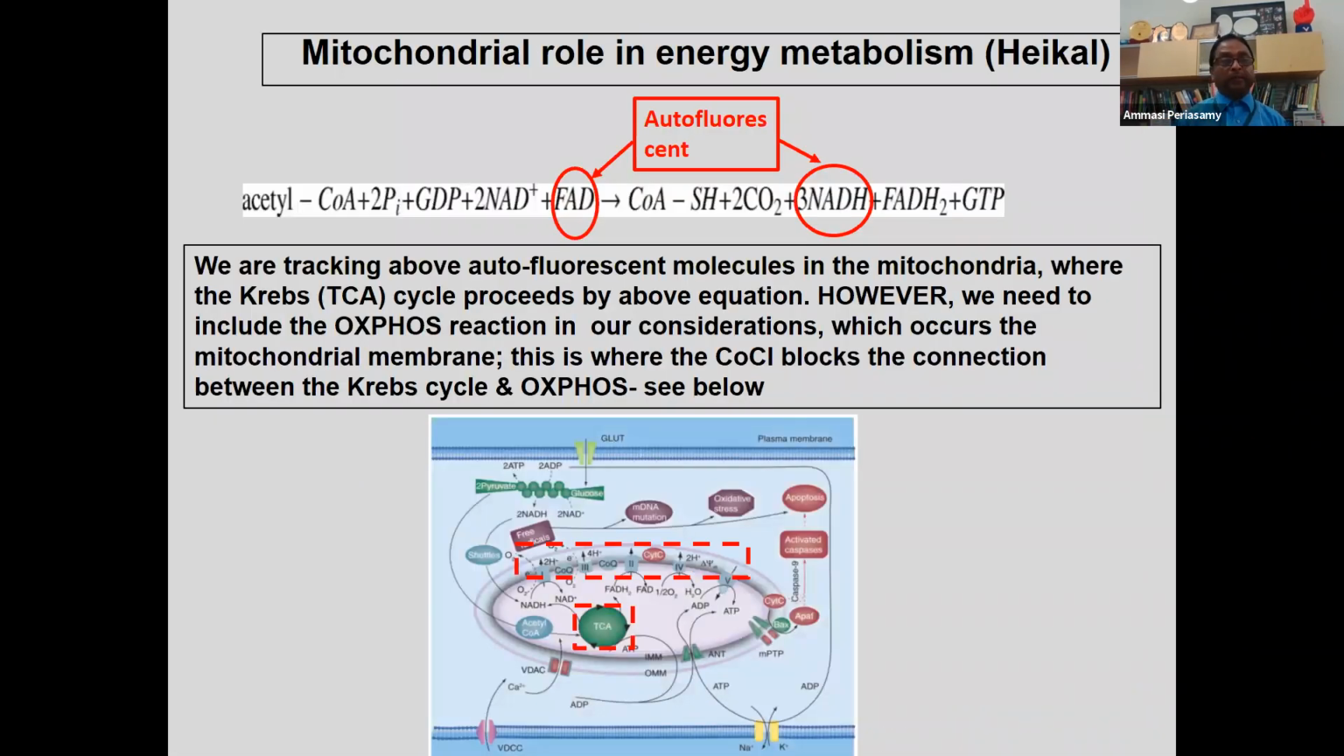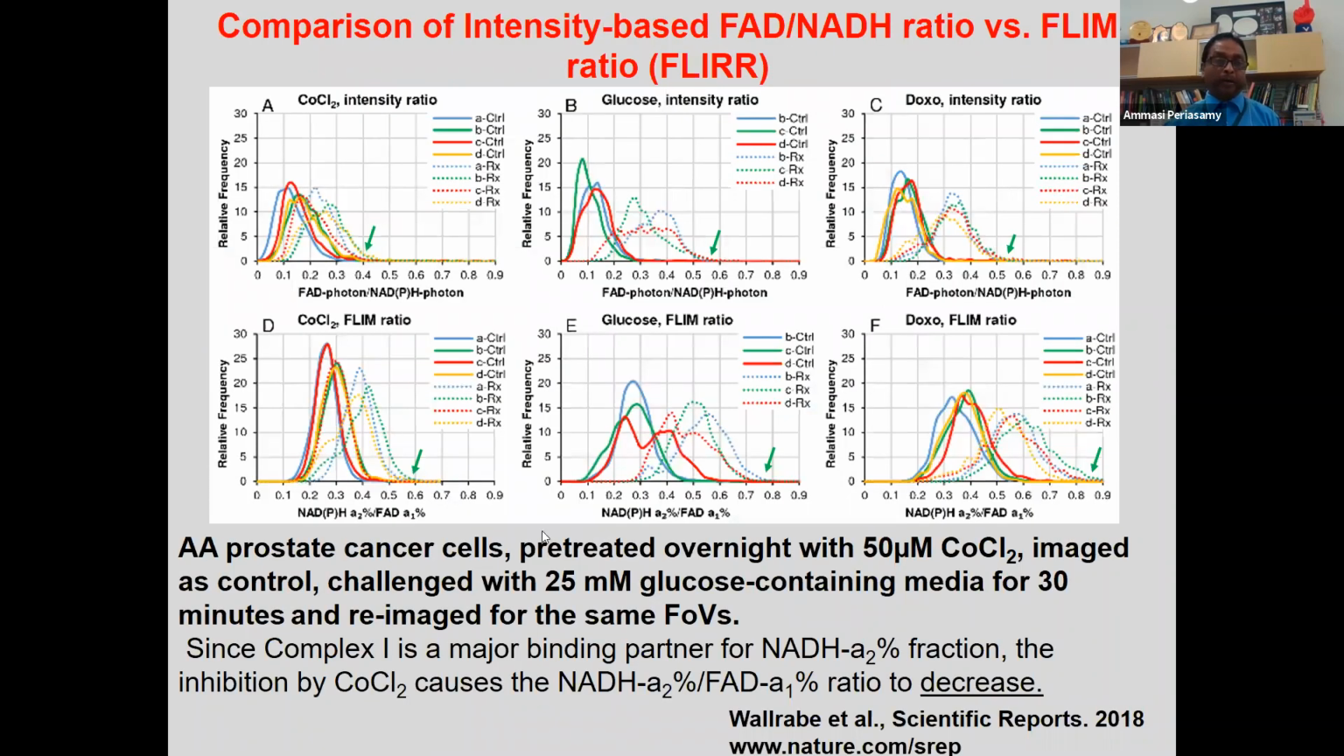So how do you test? Our approach is the FLIRR approach. As you know, the cobalt chloride blocks the connection between the Krebs cycle and OXPHOS. So if you use the cobalt chloride, then the production of NADH decreases. If you add the glucose, then it should increase. That way we can test whether our FLIRR approach is working or not.